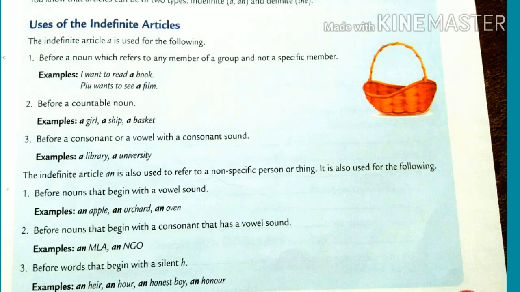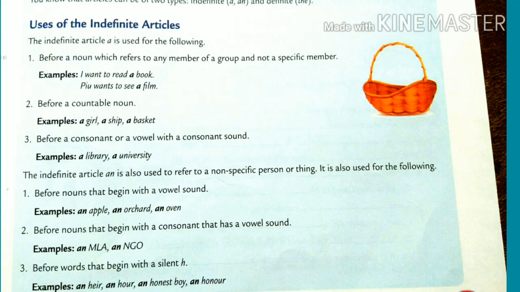Now we can see about articles. Take page number 35. We can see where to use indefinite article and definite article. We can see in detail. Articles. You know that articles can be of two types, indefinite and definite.